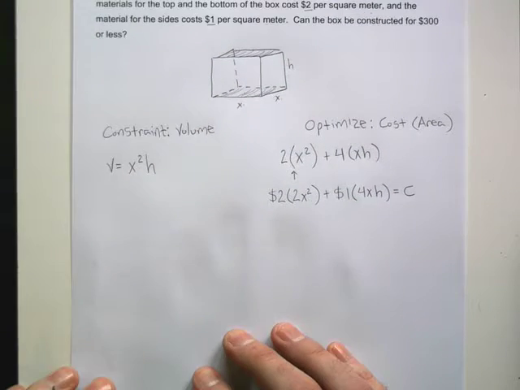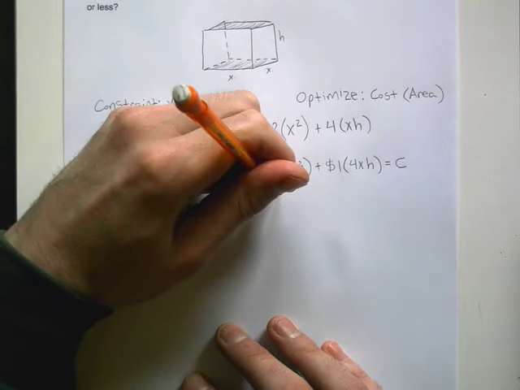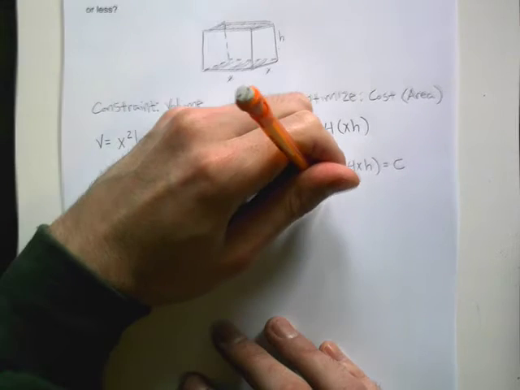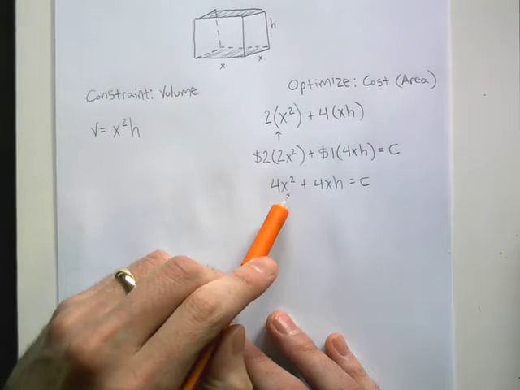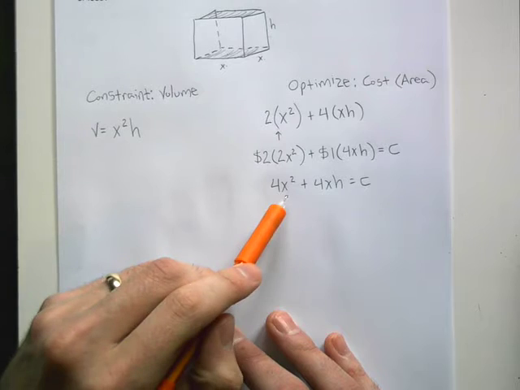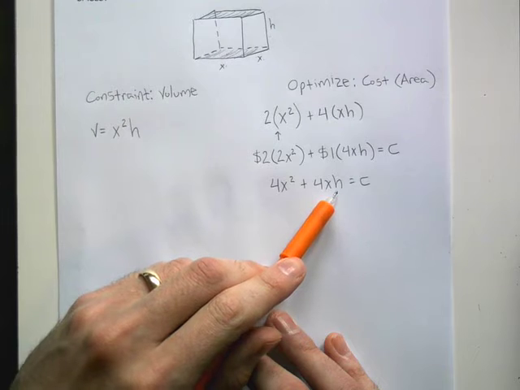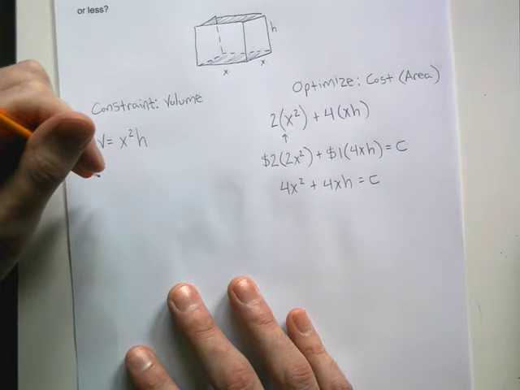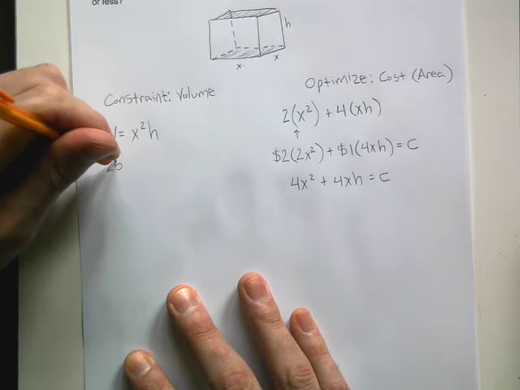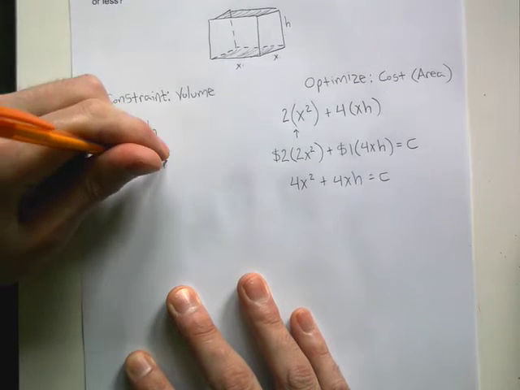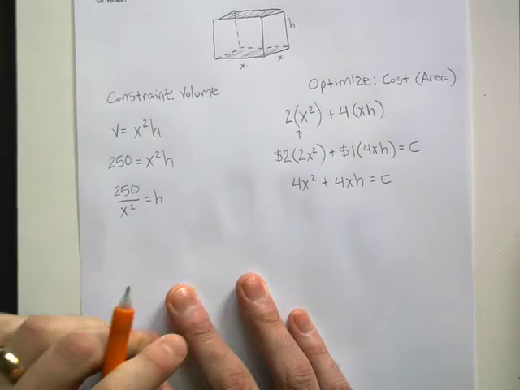Before we start taking derivatives and finding critical points, let's simplify this a little bit. So this will be 4x squared plus 4xh is equal to my cost. And let's look at our equation. We have what seems to be the odd variable out. We have an x, we have an x, we have an h. Looks like the h is the odd one out. So let's get h in terms of x. I'm just looking back at our problem here. Our volume had to be 250 cubic meters, so 250 equals x squared h. So 250 over x squared is equal to h.